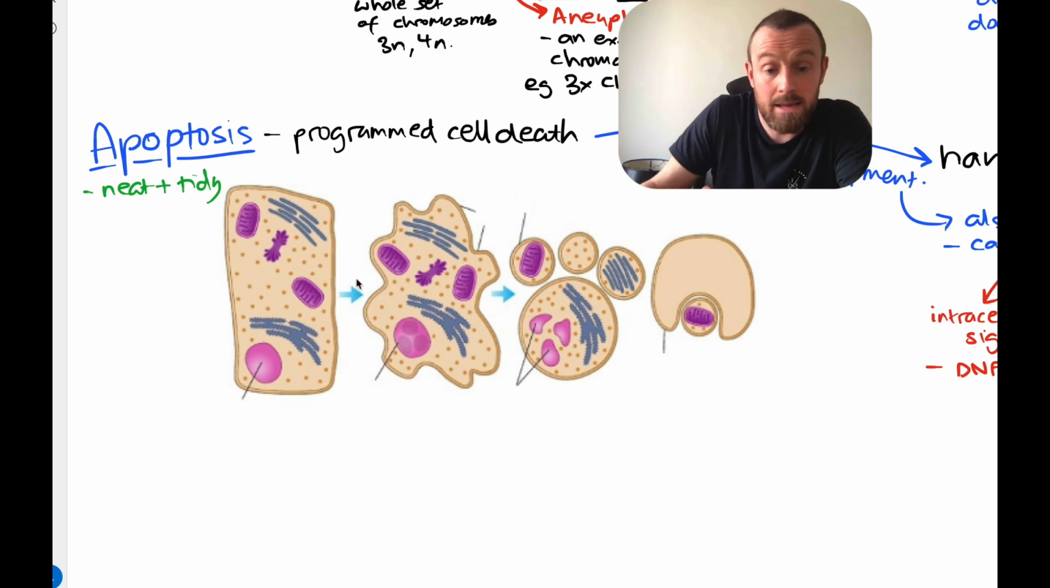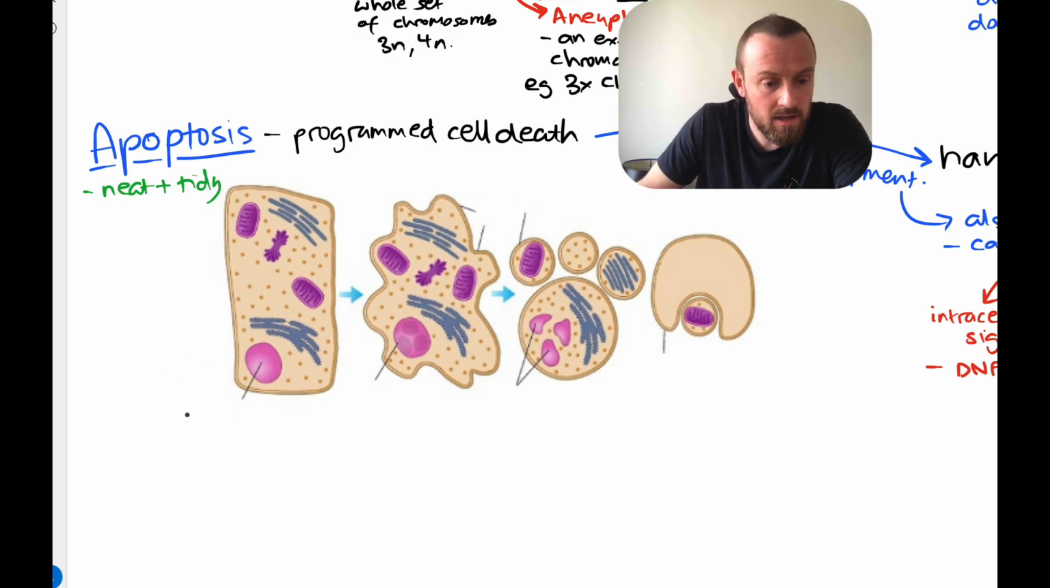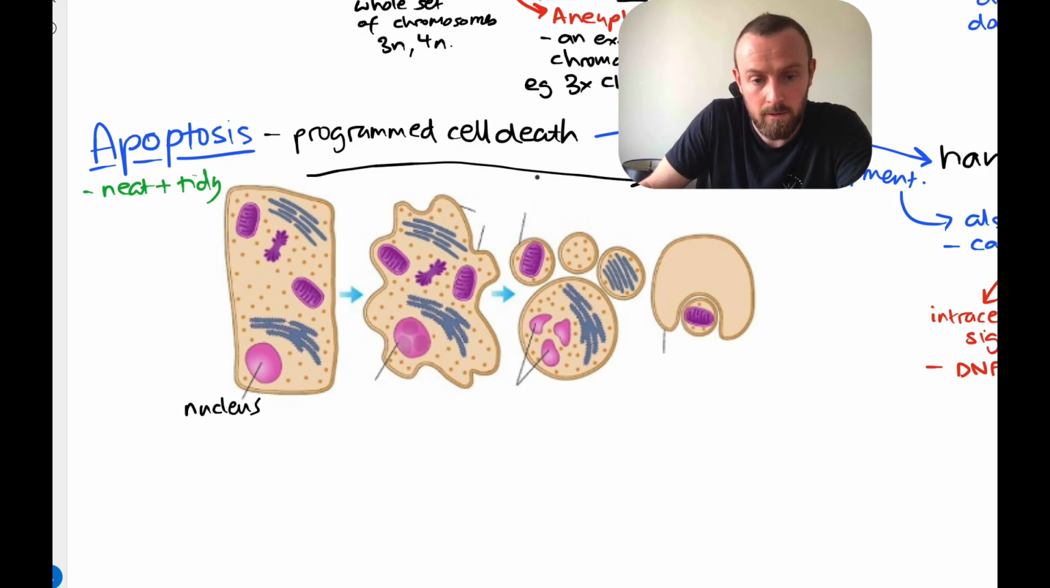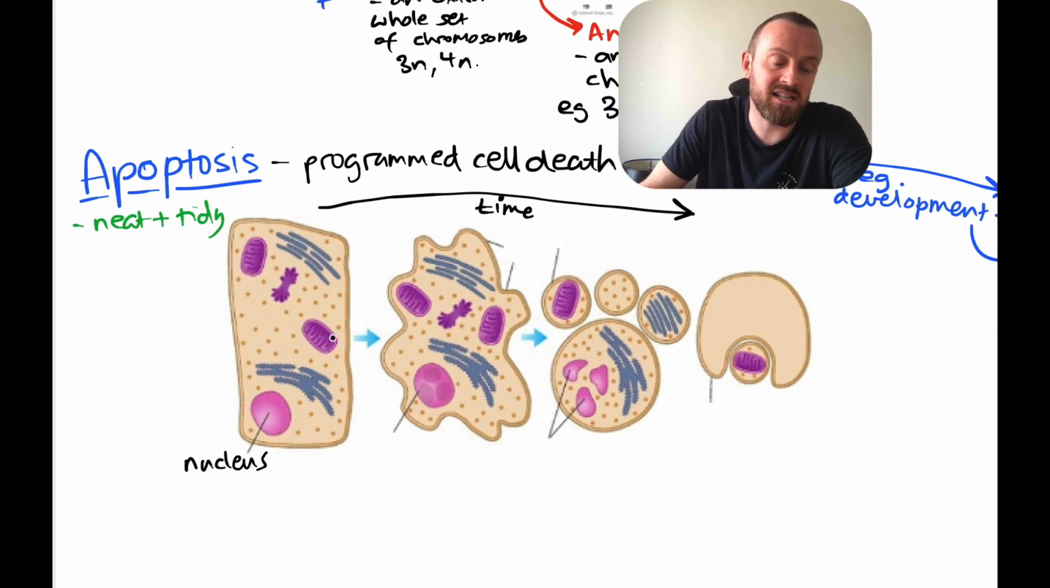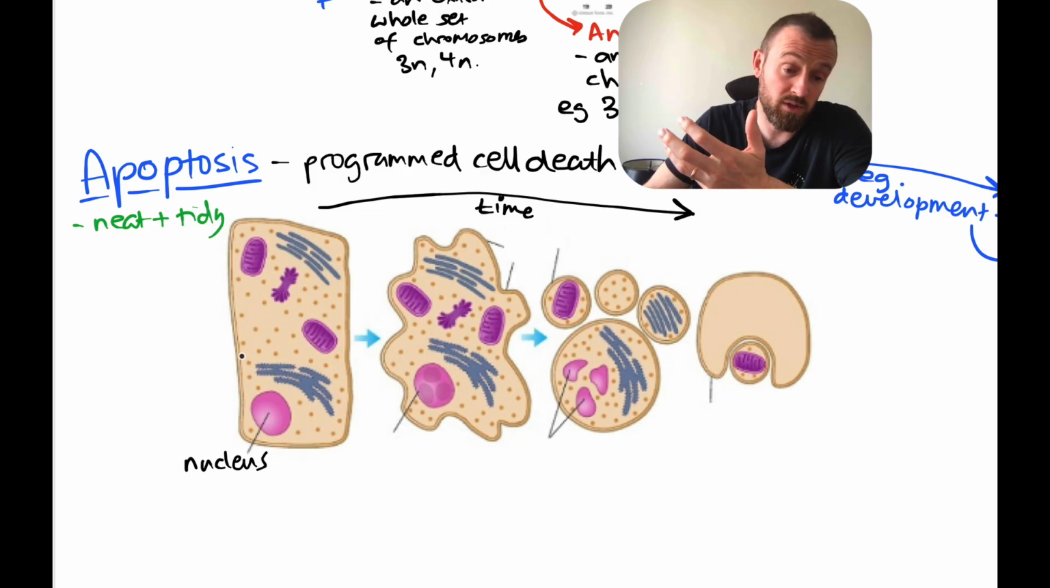So let's label this diagram and see it. Here we have the nucleus. And apoptosis here, this is time here during apoptosis. So let's say this cell is infected with the virus, doesn't know it. A T killer cell realizes it and then signals to the cell that it is time to go through apoptosis.